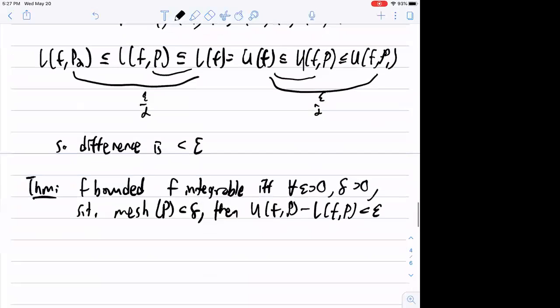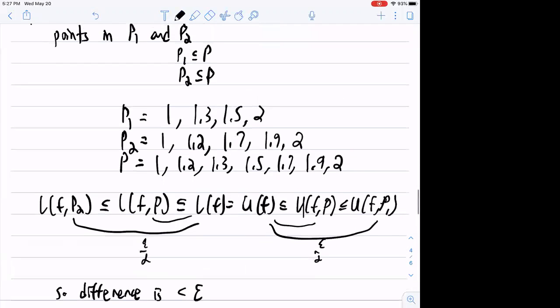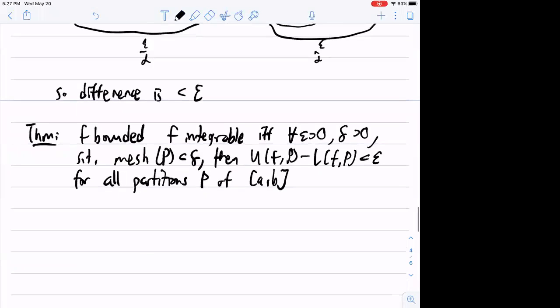So this is more useful to show it's not integrable. It's for all partitions P of AB. So you see here, this is not that great to show it's integrable because you need to check it for all partitions. The top thing, you just need to check for one partition. But it's good to show something is not integrable because you just need one partition such that the mesh is less than delta and this is not less than epsilon.